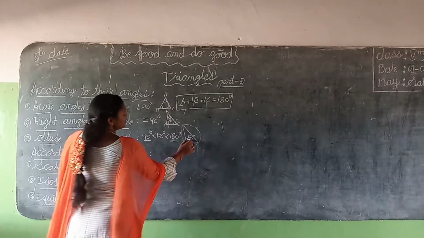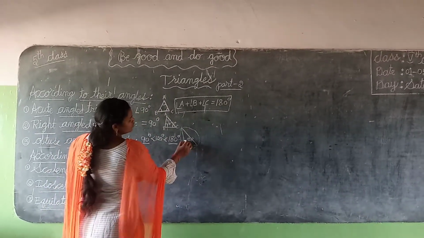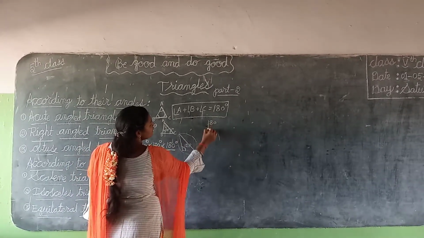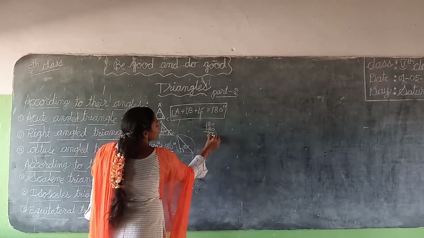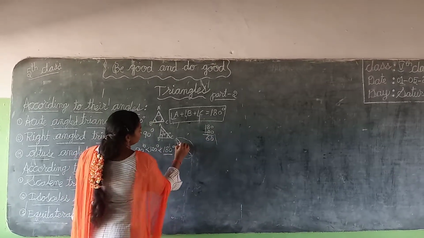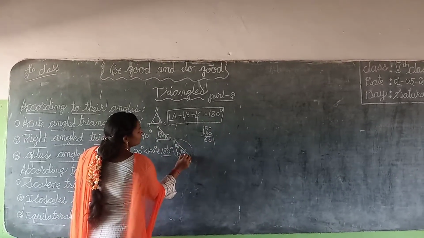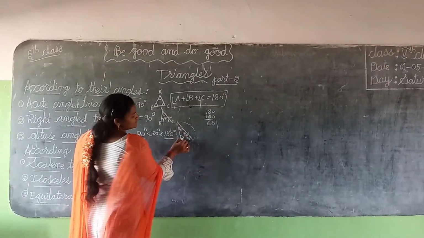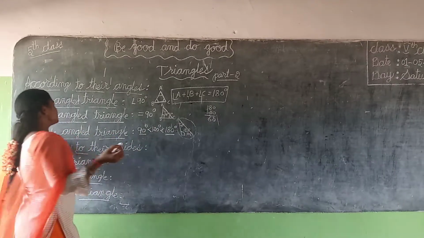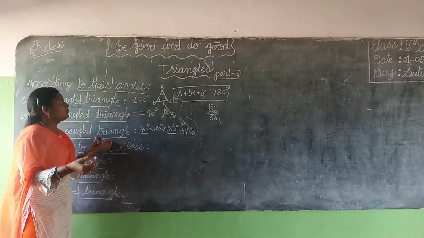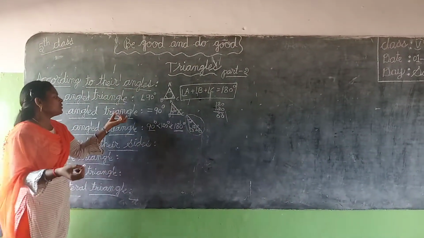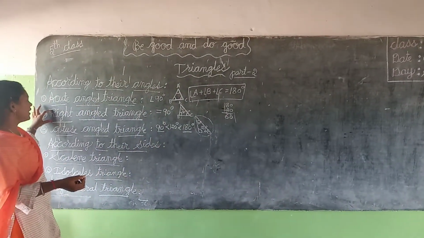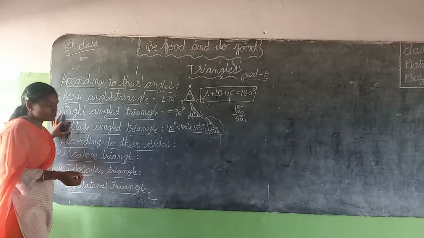If one angle is 120 degrees, then 180 minus 120 leaves 60 degrees for the remaining two angles. Here one is 40 degrees and the other is 20 degrees. So this is an obtuse angle triangle. According to their angles, there are three types of triangles: the first is the acute angle triangle, the second is the right angle triangle, and the third is the obtuse angle triangle.